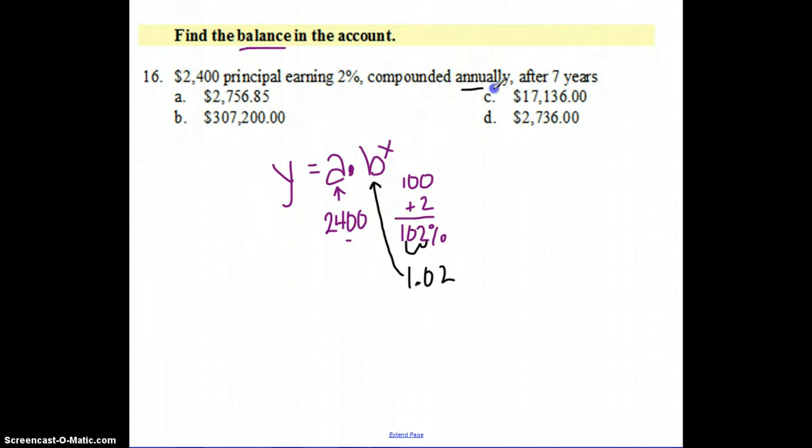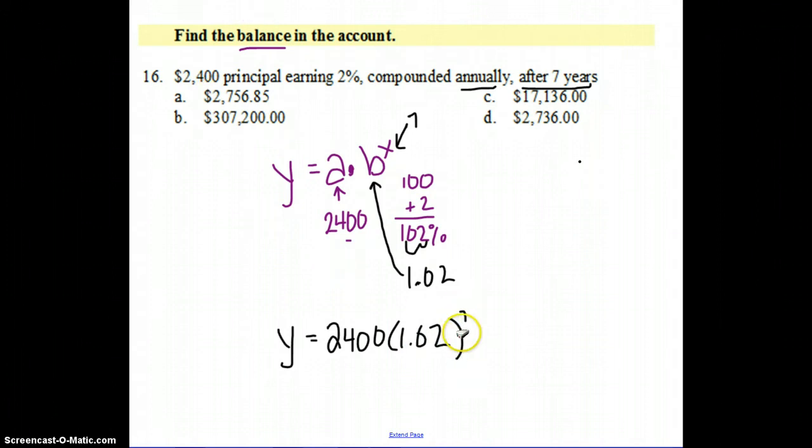Now there's 2 things up here, annually and 7 years. First of all, if it's annually, then that means it happens once a year for 7 years. So that means it's going to happen 7 times, and 7 is going to have to go in for x. So y equals 2,400 parentheses 1.02 raised to the 7th. Okay, let me just get rid of that little edge there. Makes it almost look like it's a 6 and not a 0. Okay, so if I plug this in my calculator, I have 2,400 times 1.02 raised to the 7th.